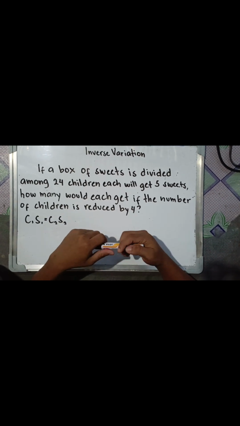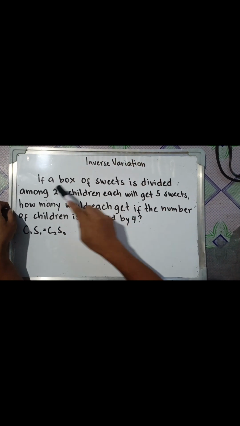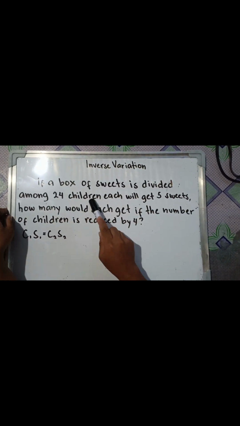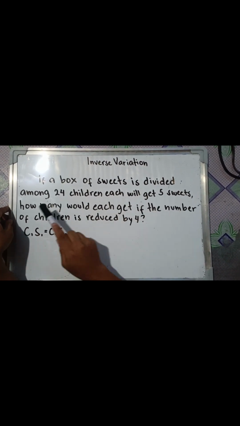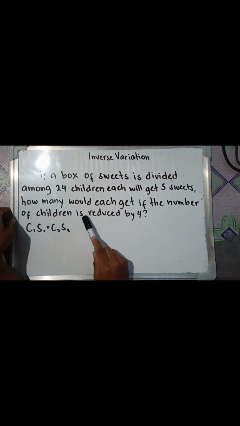In this video, I'm gonna show you how to solve a problem involving inverse variation. So this is our problem. If a box of sweets is divided among 24 children, each will get 5 sweets. How many would each get if the number of children is reduced by 4?